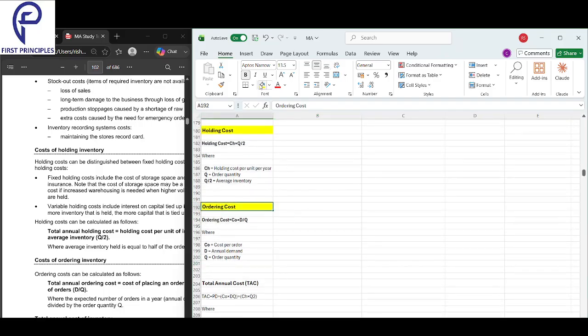You place 12 orders, and per order you are paying 500 rupees. So 6,000 is your ordering cost. So it is your annual demand divided by the number of units per order. In 1 year, you need 12,000 units. Each time you order 1,000 units. That means 12 is the number of orders you make in a year. What is the total ordering cost? One order is 500 rupees. 12 orders is 6,000 rupees you're paying as ordering cost.